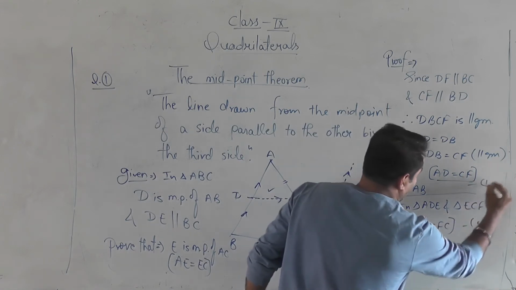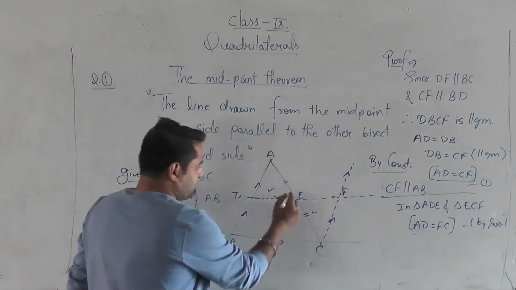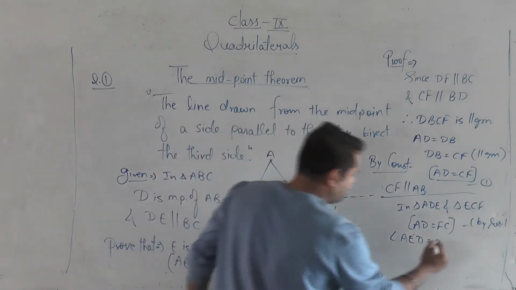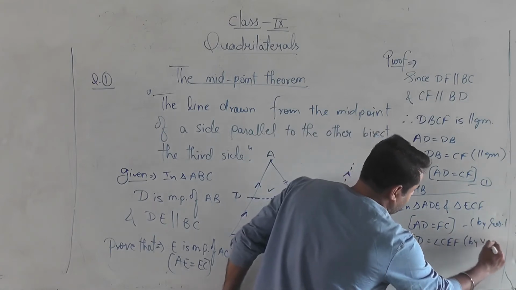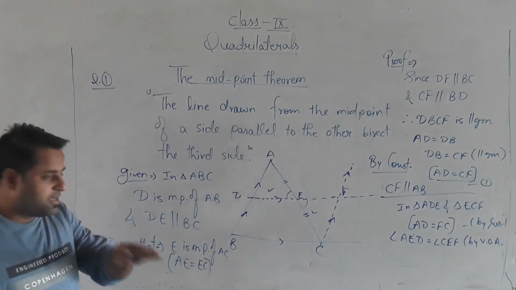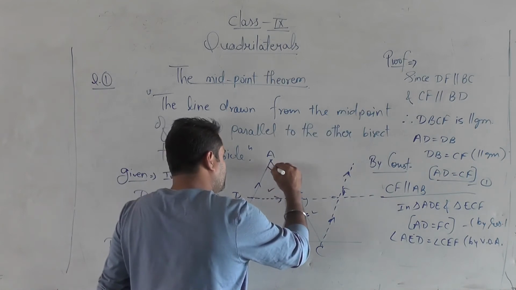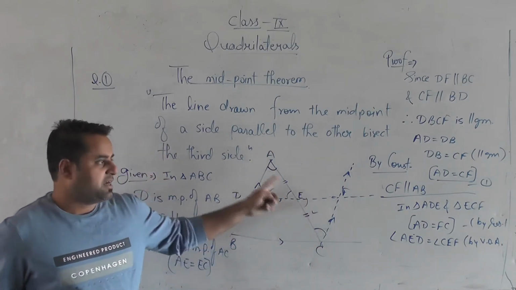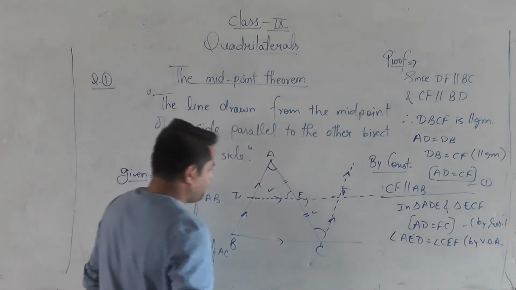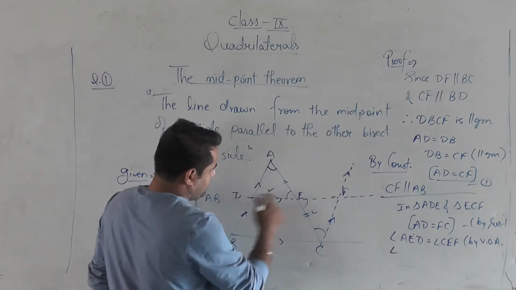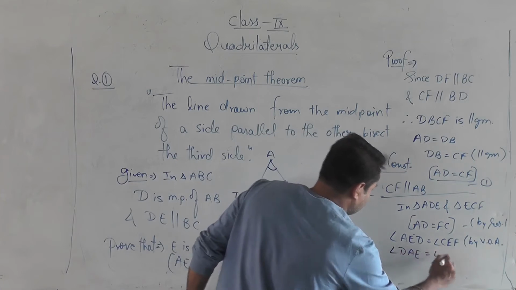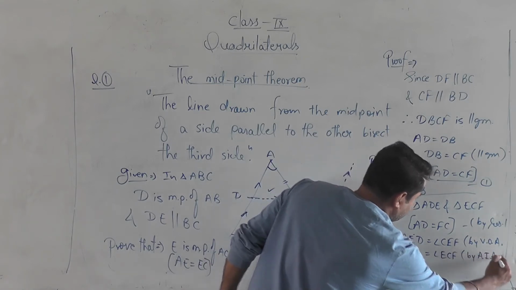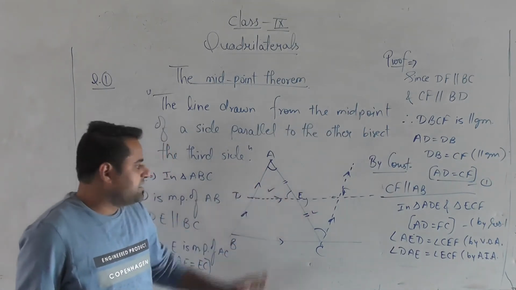We are using AD equal to FC, the first property, by result 1. Another thing is this particular opposite angle, angle AED, that is equal to angle CEF, since you all know that these are vertically opposite angles, as those lines are intersecting. The third thing is that this angle is also equal. Why is it so? Because these two are parallel lines and this is the transversal, so they are alternate interior angles. So I am writing here: angle DAE is equal to angle ECF by alternate interior angles.